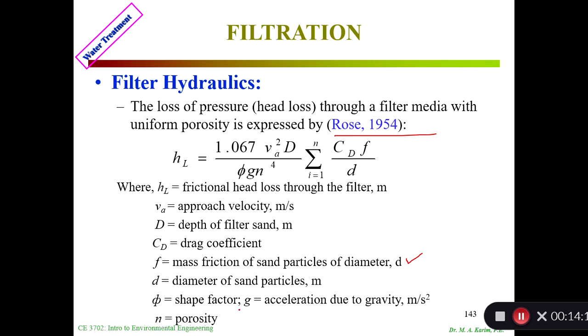And phi is the shape factor. Shape factor for sand, geotechnical engineering will give you a lot of idea on that. And N is the porosity of the material. Okay, CD is the drag coefficient, D is the depth of the filter media, filter bed, filter sand, V is the approach velocity, HL is the friction head loss through the filter in meters.